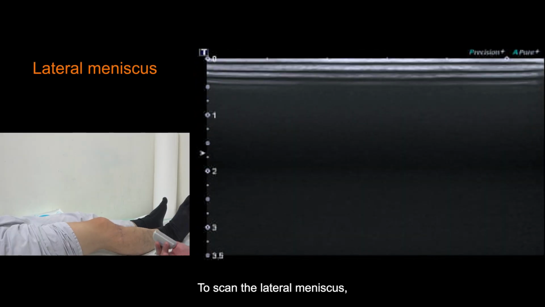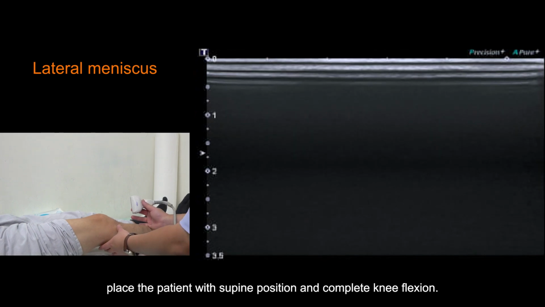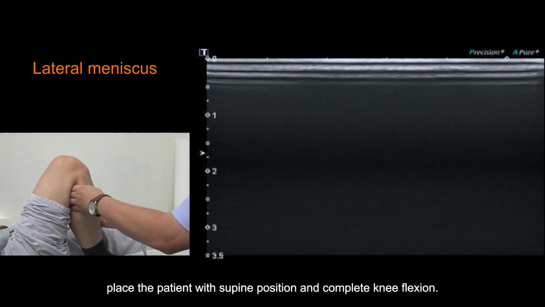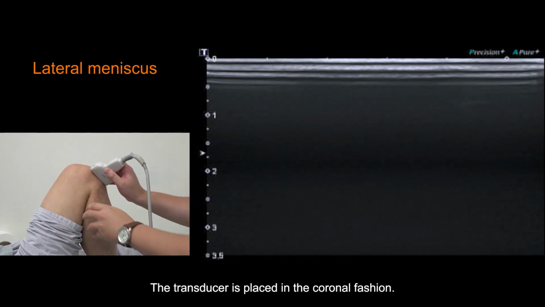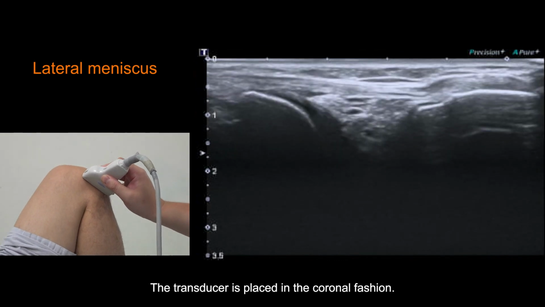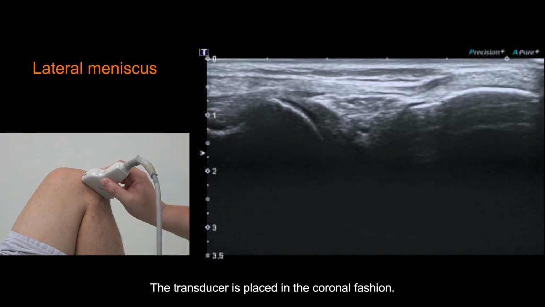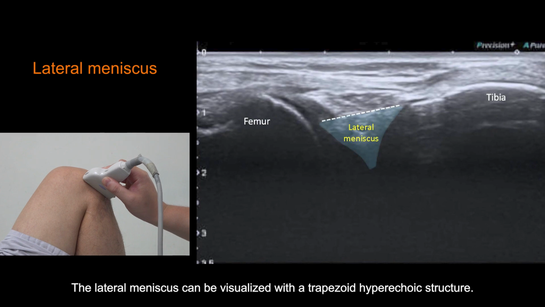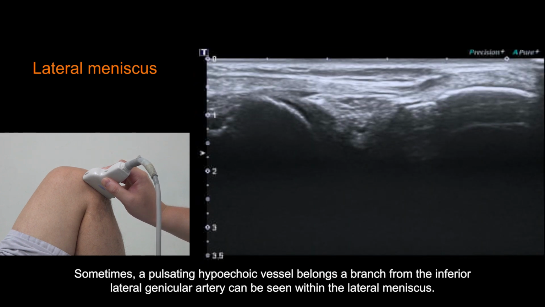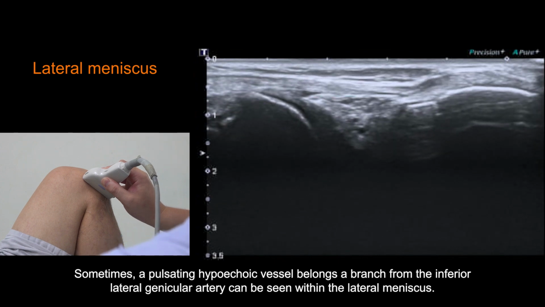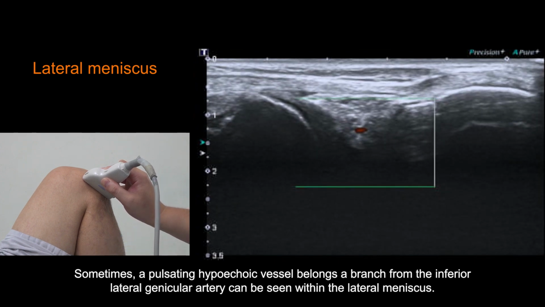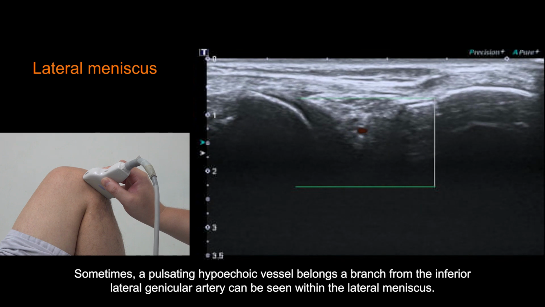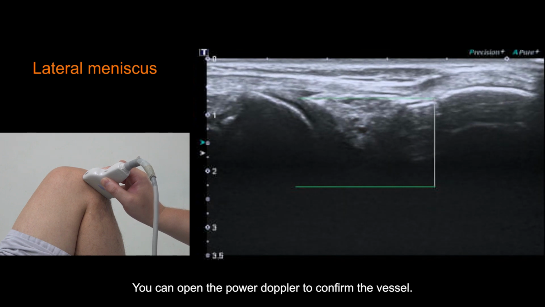To scan the lateral meniscus, place the patient in supine position with complete knee flexion. The transducer is placed in a coronal fashion. The lateral meniscus can be visualized as a trapezoid hyperechoic structure. Sometimes, a pulsating hypoechoic vessel, a branch of the inferior lateral genicular artery, can be seen within the lateral meniscus. You can turn on the power Doppler to confirm the vessel.